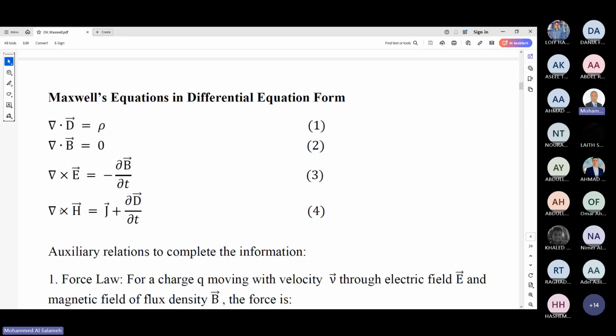Okay, del cross H is equal J plus dD by dt. A similar idea: here the source of the curl of electric field is the time varying magnetic field. The source of the magnetic field is the electric current, and this is displacement current, which is just the derivative of the electric displacement vector.